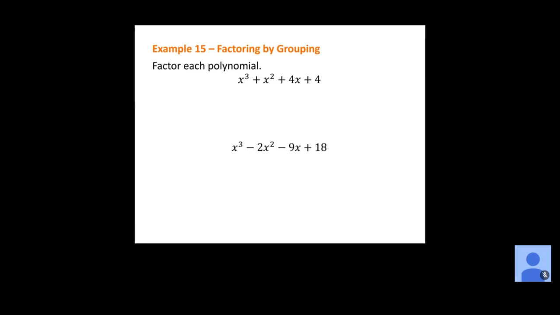So we're going to group the first 2 terms together, and we're going to group the second pair of terms together also. I'm just going to put a set of parentheses around these 2 terms and then these 2 terms. Now, once I've created my groups, what I'm going to do is look for common factors in each set of parentheses. So if I look at my first set there, what's the common factor between those 2 terms?